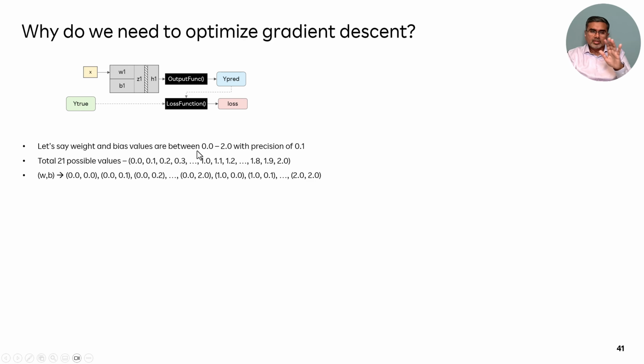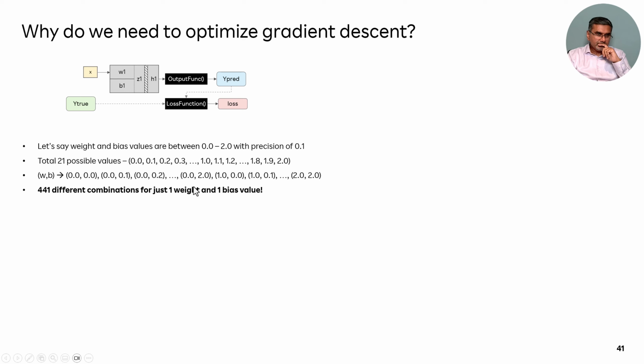Obviously, it can be anything, but just for the sake of example, let's try to understand. Okay, let's say it stays between these values. Say 21 possible values, right? Between 0 and 20, including 0, it's 21 possible values. Now, A and B, if you look at the combination, they can be 0.0, 0.0, or 0.0, 0.1, or 1.0, 0.0, or 2.0, 2.0. So, how many such combinations exist just for one single perceptron? There's only one weight and bias. 441 different combinations just for one weight and one bias value.